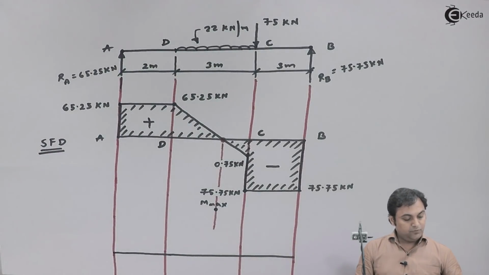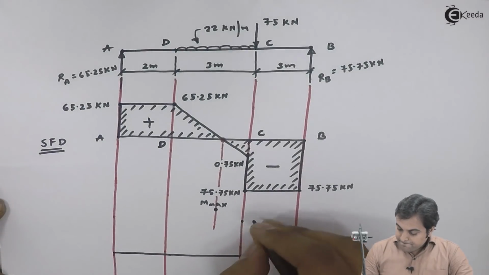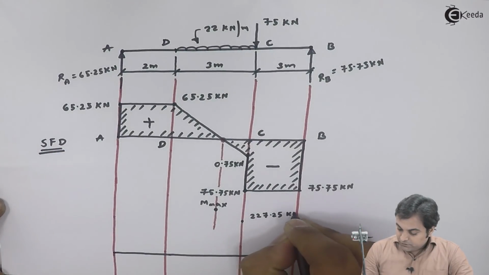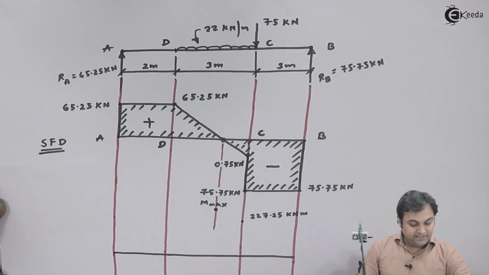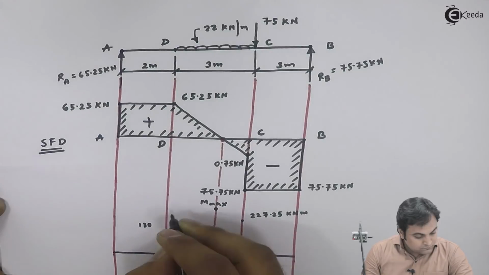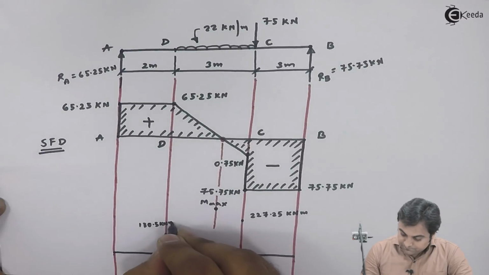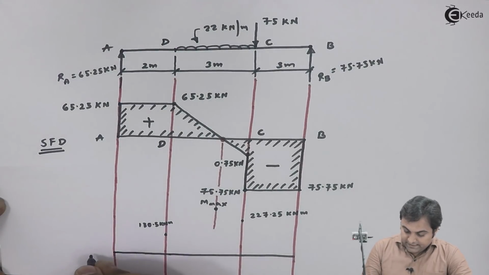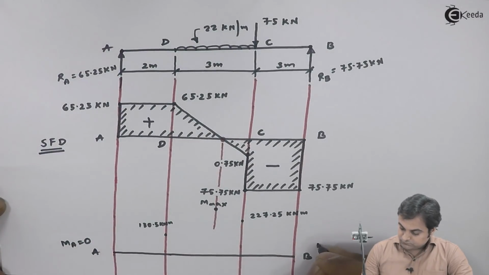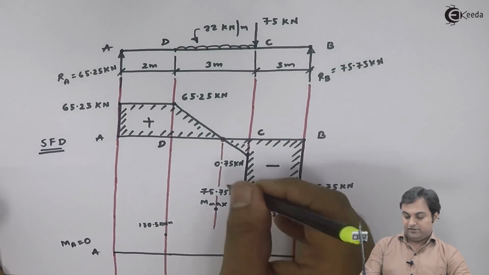Next we have calculated moment at C, that is 227.25 kilonewton meter. Moment at D is 130.5 kilonewton meter, and moment at A and B, they are 0. So here we would be drawing the bending moment diagram after marking the values.